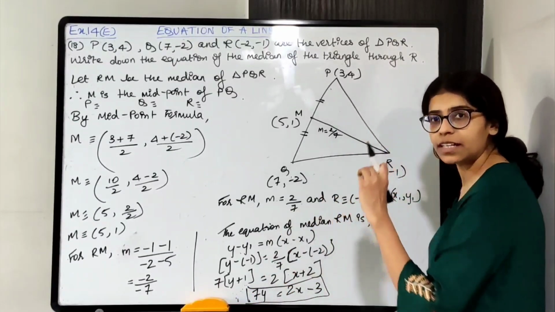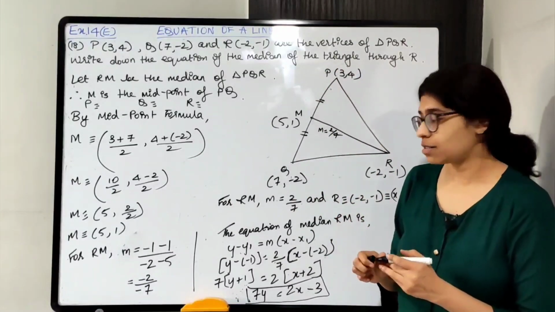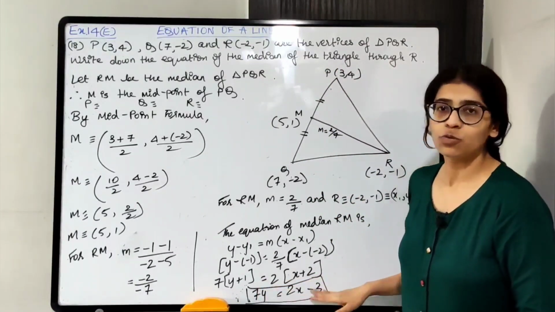Box it. Write down the statement. The equation of the median of the triangle through R is 7y equals 2x minus 3.